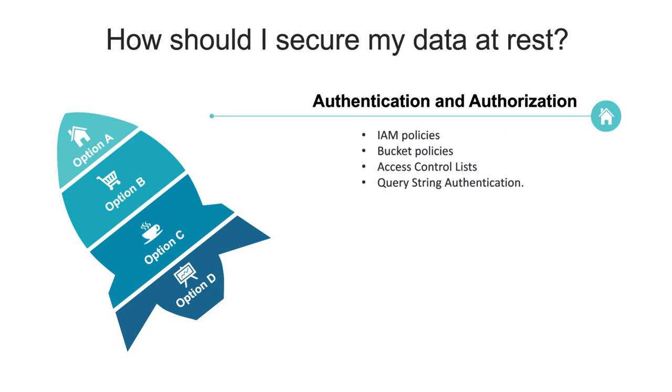Now, how should I secure my data at rest? Security is another important aspect. We saw that in our architecture video. So security here, I'm talking about authentication and authorization. There are 4 different ways to secure our data at rest. One is IAM policies. IAM is nothing but a service called Identity Access Management. Identity Access Management can allow us to create users and to apply policies to them.